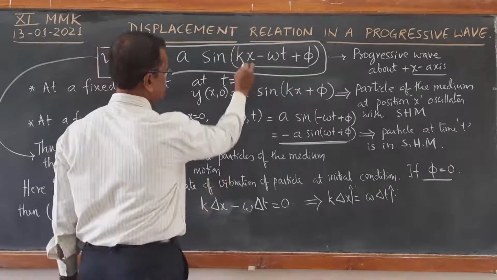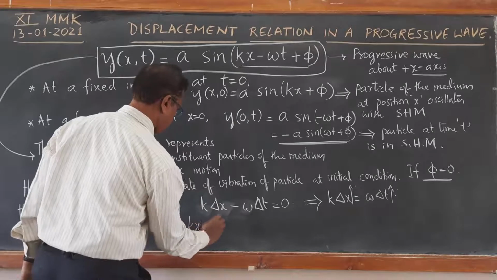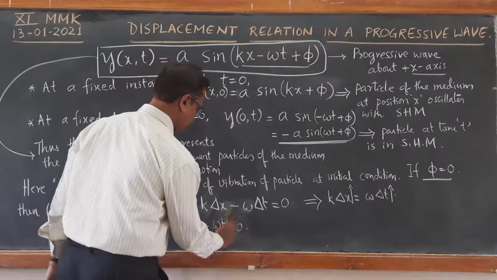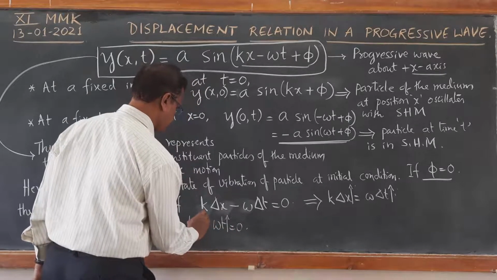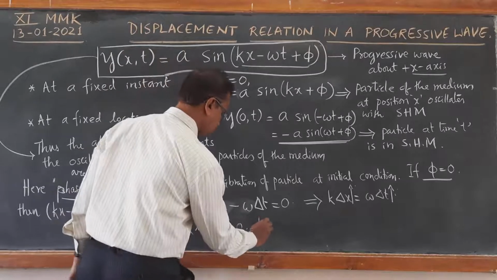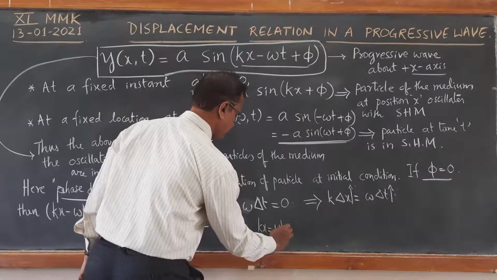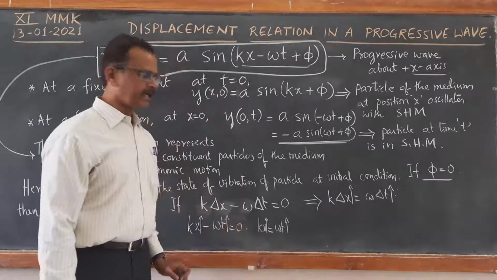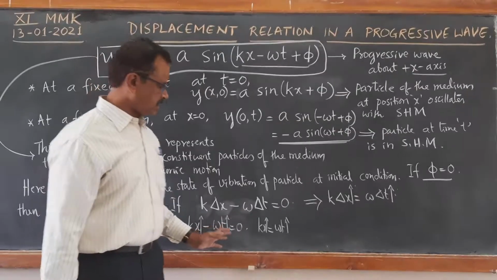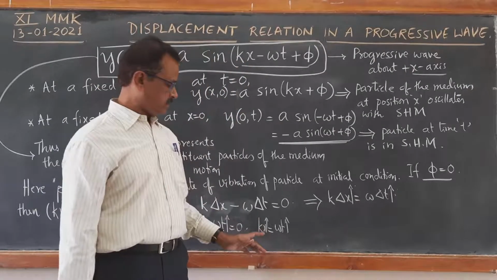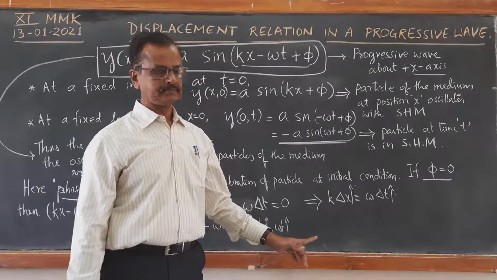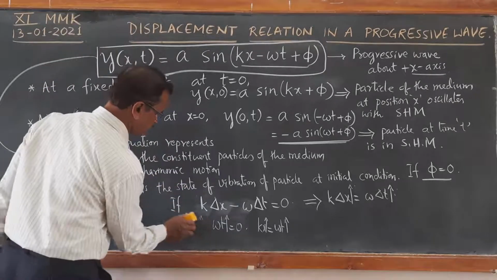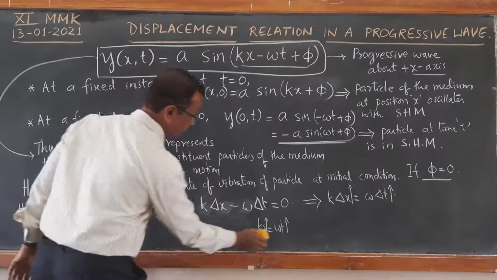So just look at this: if it is kx minus omega t, for simplicity if we take it as 0, then kx is equal to omega t. So as t increases, x should increase. As t decreases, x should decrease. So this implies that for increasing the value of time, x is taking positive values. Therefore, this above equation represents a wave traveling along positive x-axis.